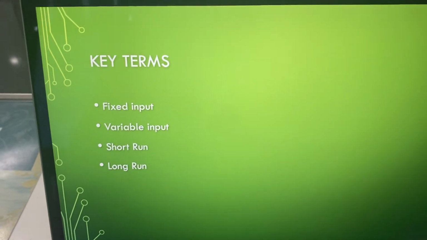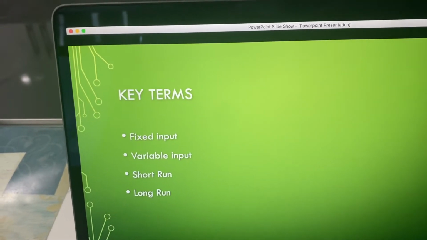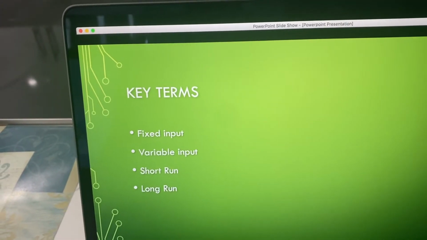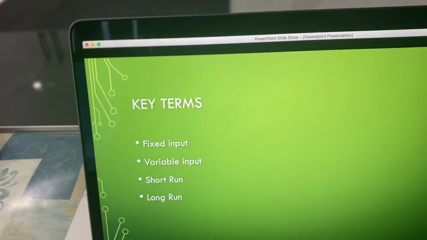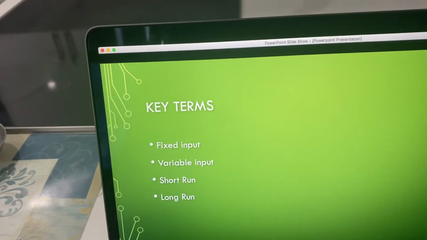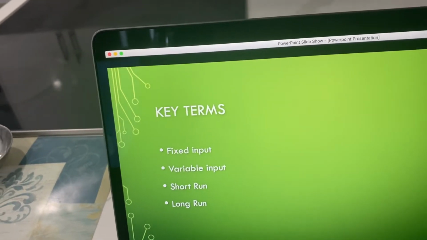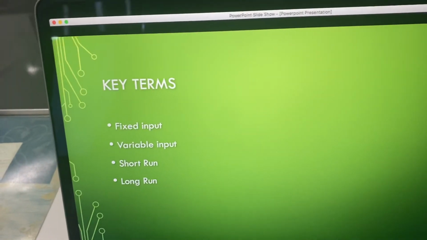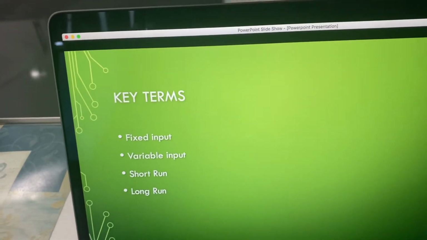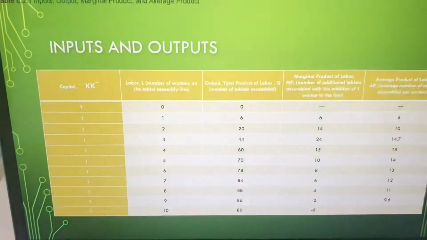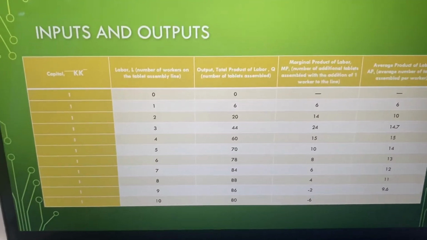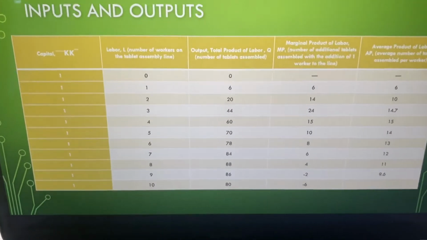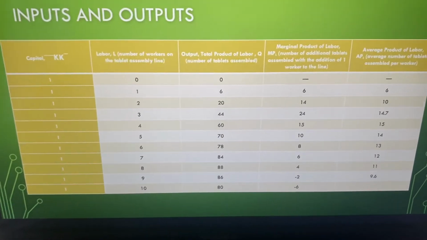Key terms. A fixed input is an input that cannot be adjusted. A variable input is an input that can be adjusted in a given period. Short run is a period of time in which inputs are fixed, and the long run is when all inputs can be adjusted. So here we have a graph: inputs and outputs, marginal product and average product.